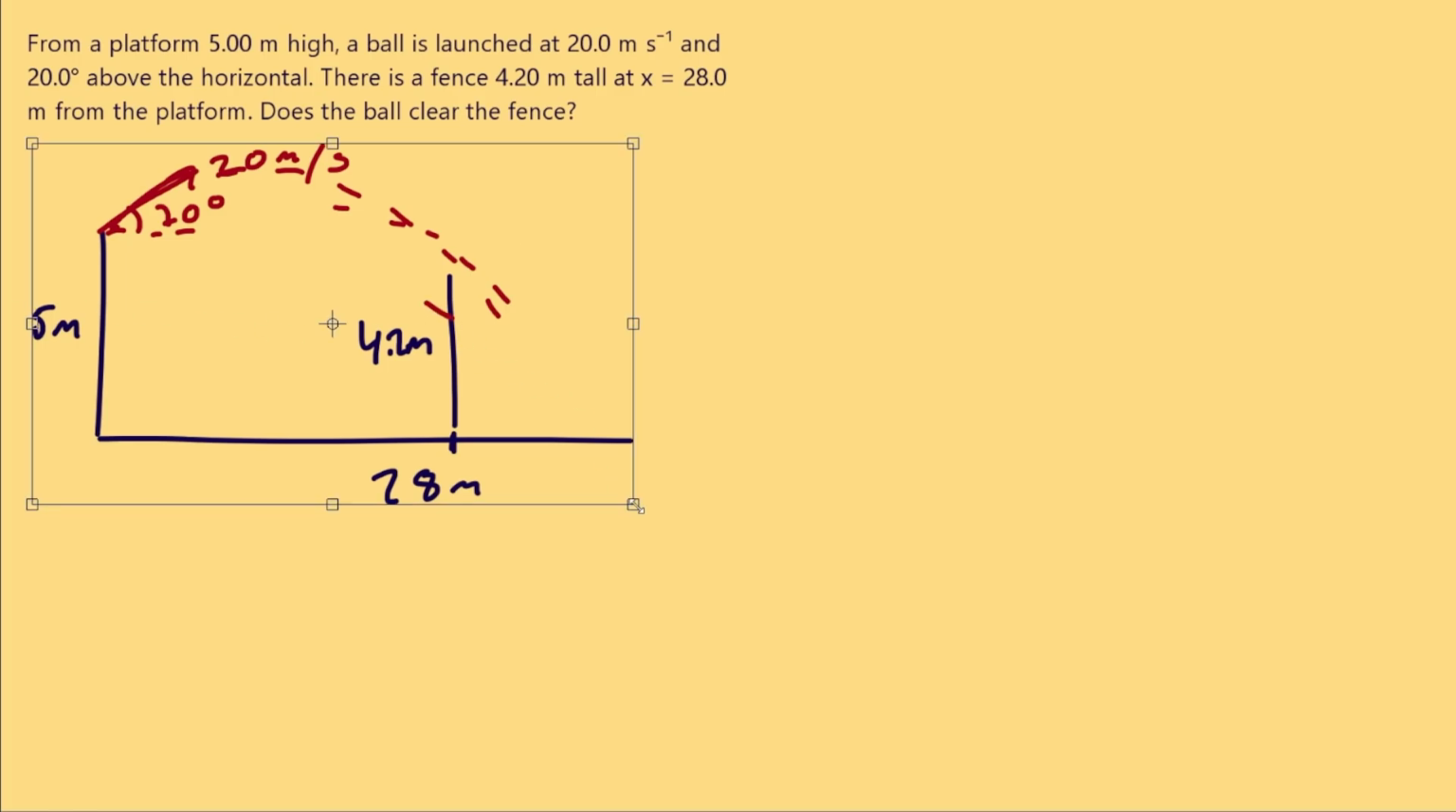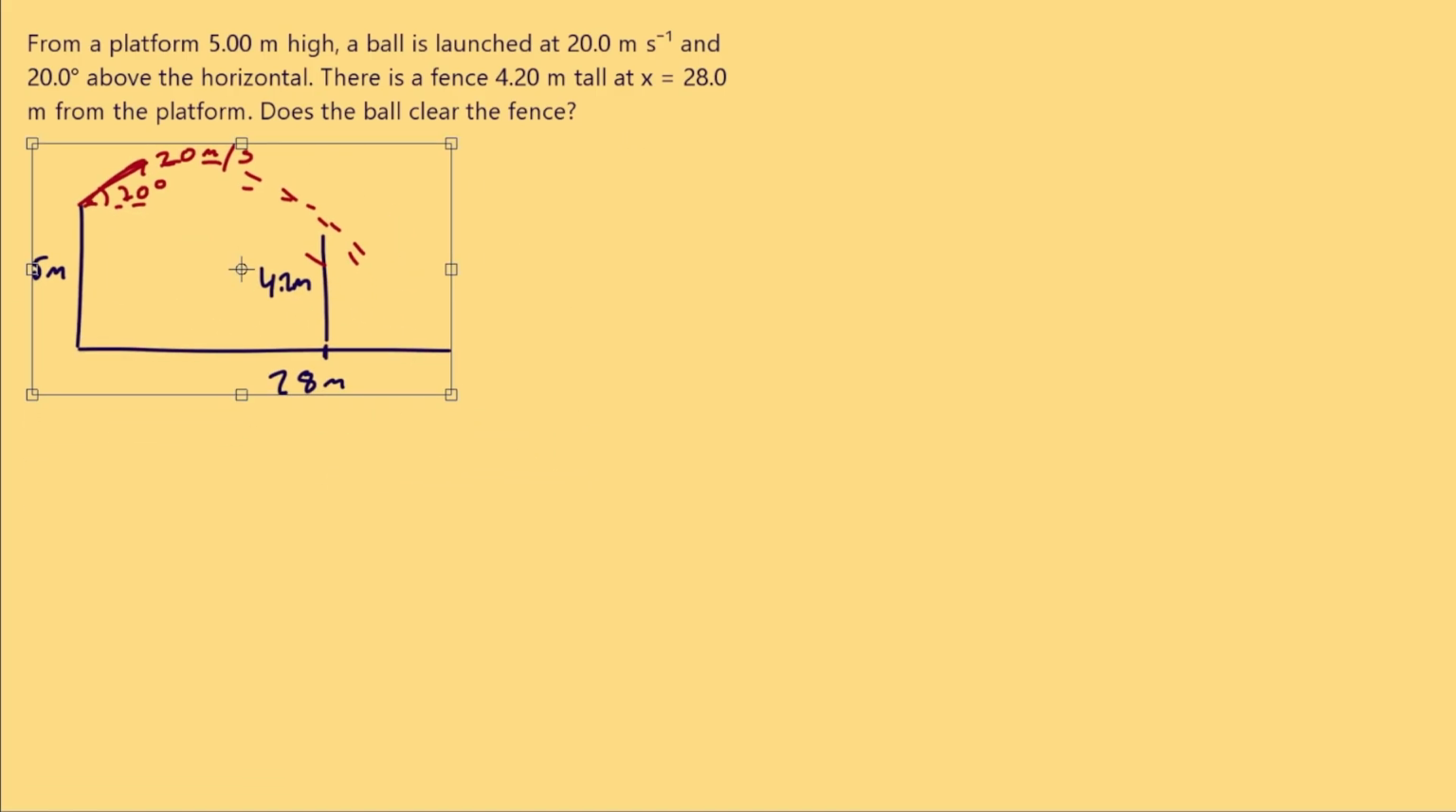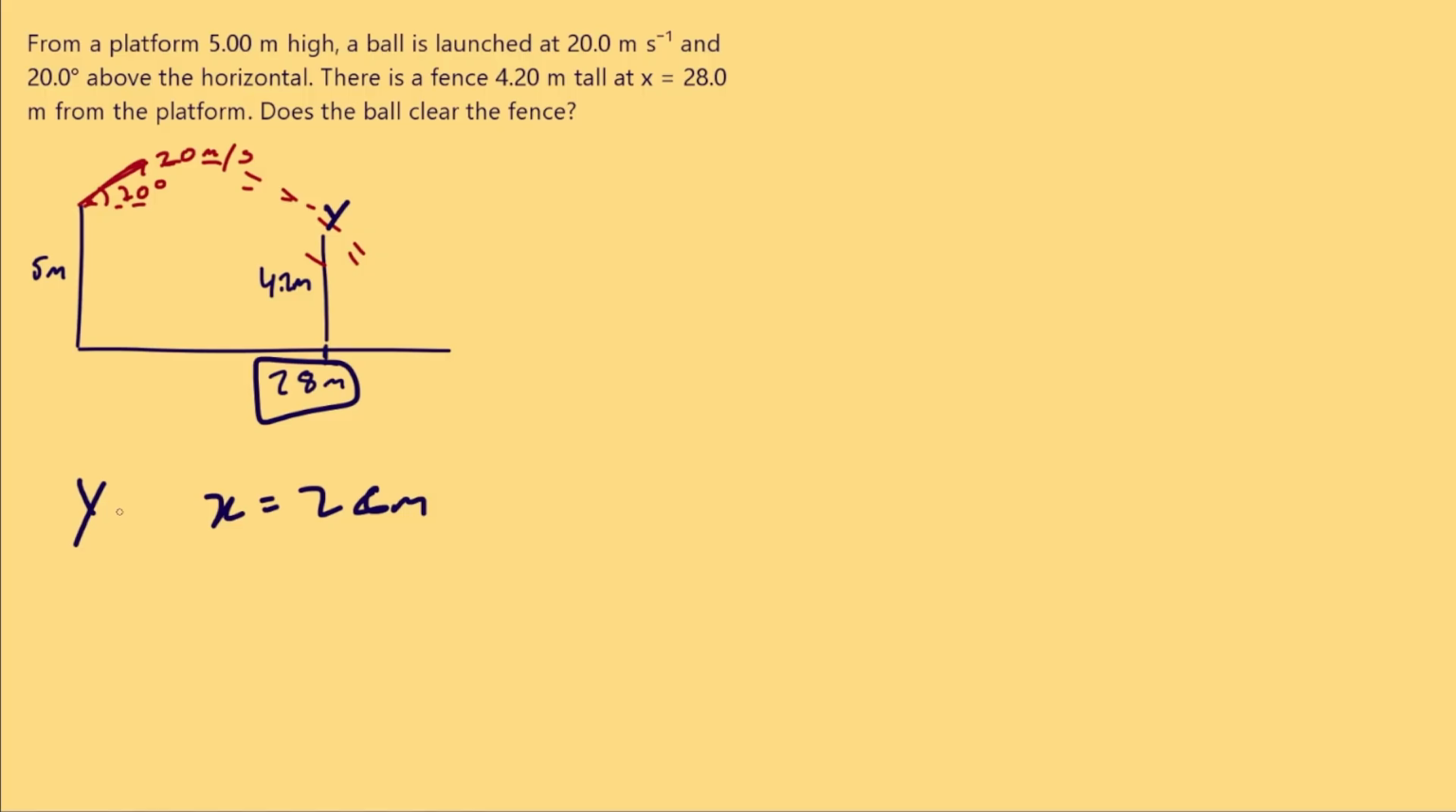Let's start with identifying what we're actually looking for in this problem. Well, we can find out whether or not the ball hits the fence by identifying the y value, so the vertical position, at x equals 28 meters. That's what we're looking for. And if this value y is greater than 4.2 meters, we cleared the fence. So this is the hardest part of this problem, so pay a bit more attention here.